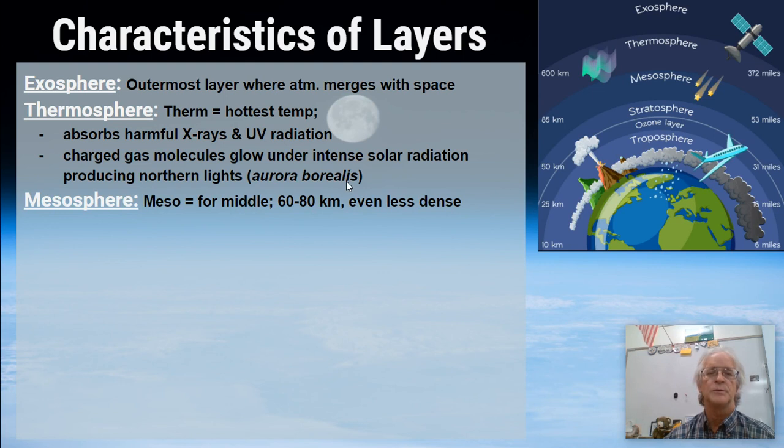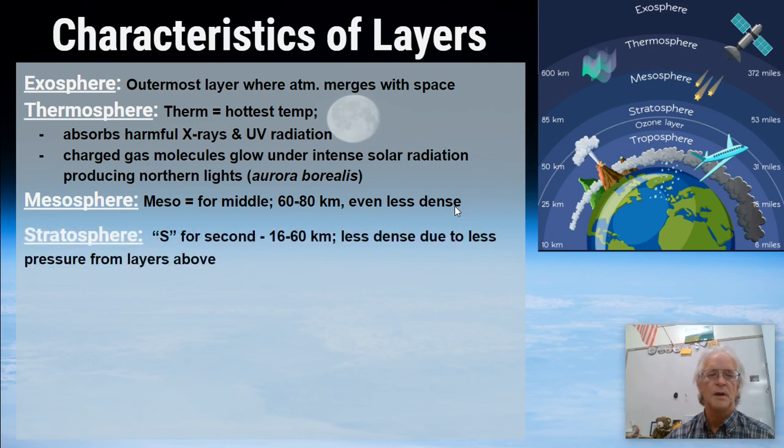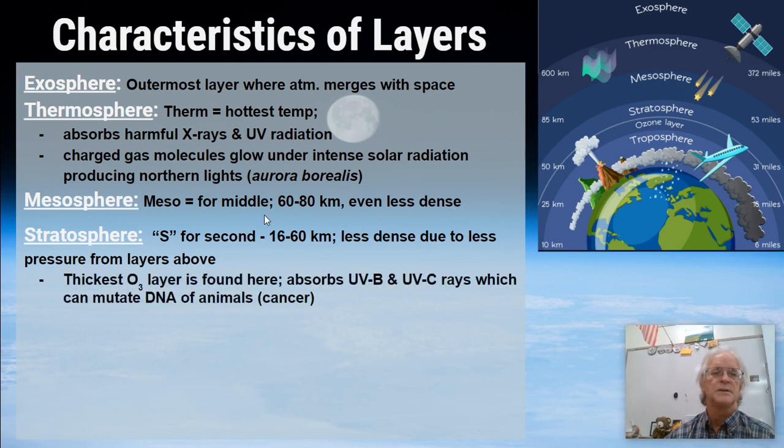The mesosphere, M for middle, is 60 to 80 kilometers up. It's even less dense. The stratosphere, S for second, is 16 to 60 kilometers up. It's less dense due to less pressure from the layers above. The thickest ozone layer, O3, is found here. It absorbs UVB and UVC, and both UVB and UVC can mutate animals, cause cataracts, all kinds of nasty things.